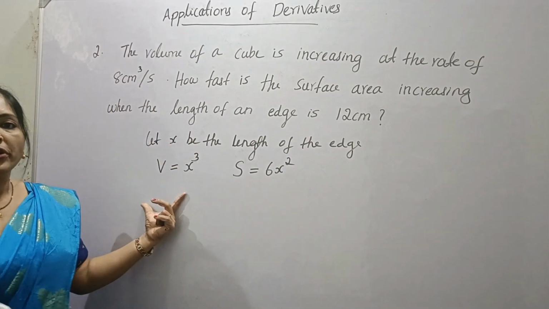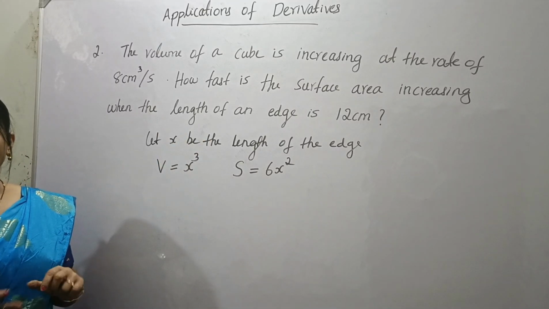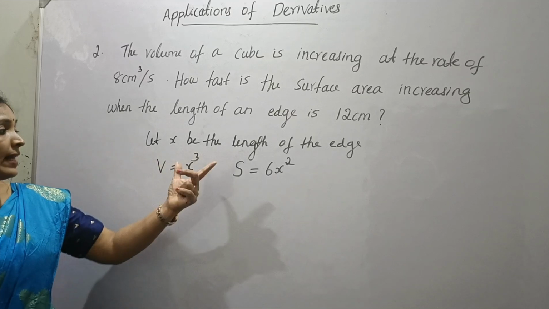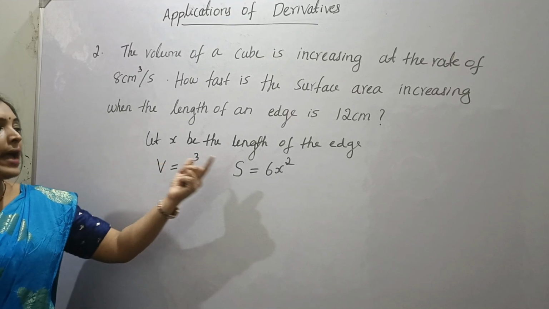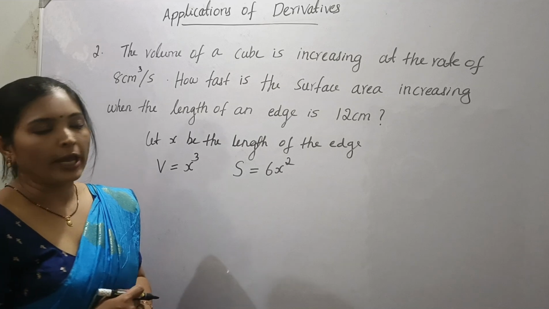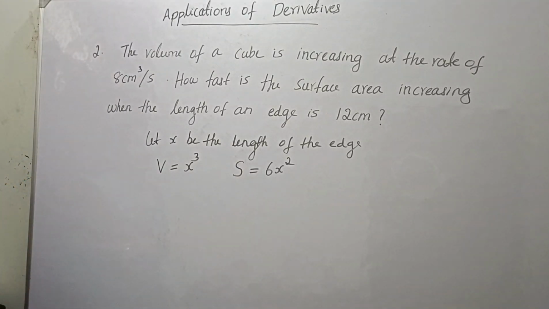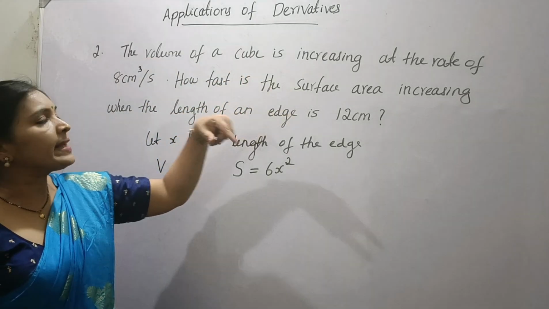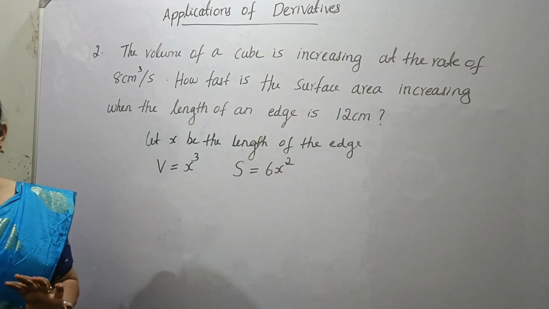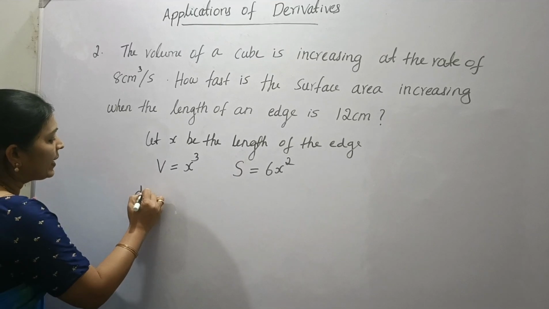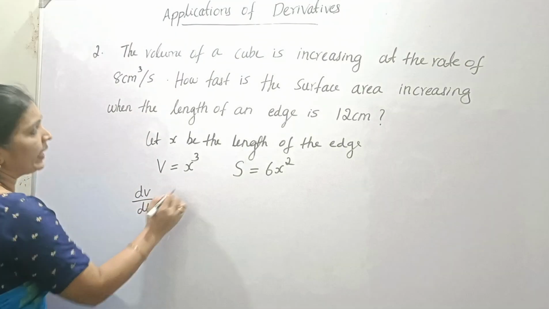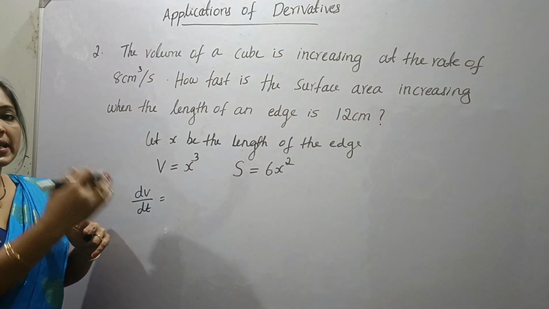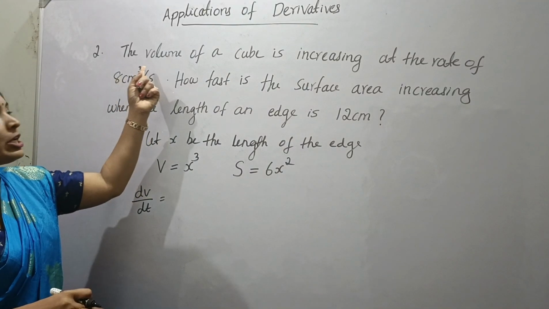If x is the side length of the cube, then volume is x cube and surface area is 6x square. So here what do we have to find? What is given? Here the volume of a cube is increasing at the rate of 8 centimeter cube per second. That is, dV by dt is given, right? Centimeter cube per second. That is, the volume is increasing at the rate of 8 centimeter cube per second.